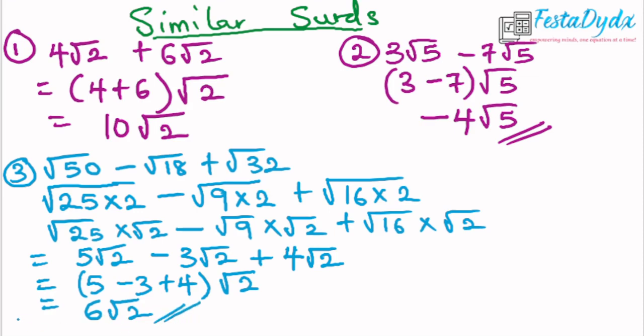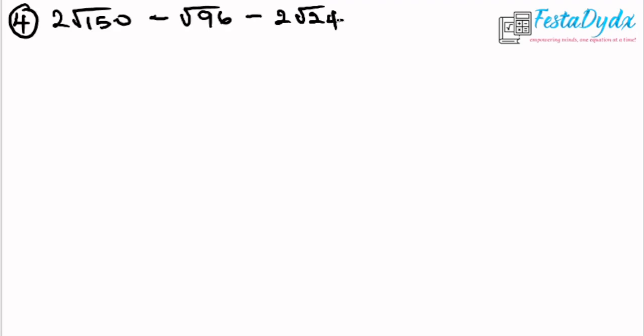Now let's go to example 4. So for question number 4, we'll have 2 root 150 minus root 96 minus 2 root 24. So the first thing we're going to do here is to also break this down to its simplest form.